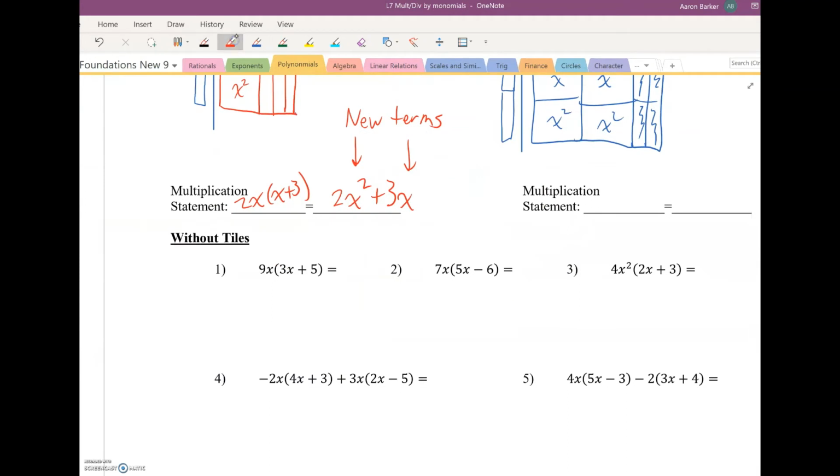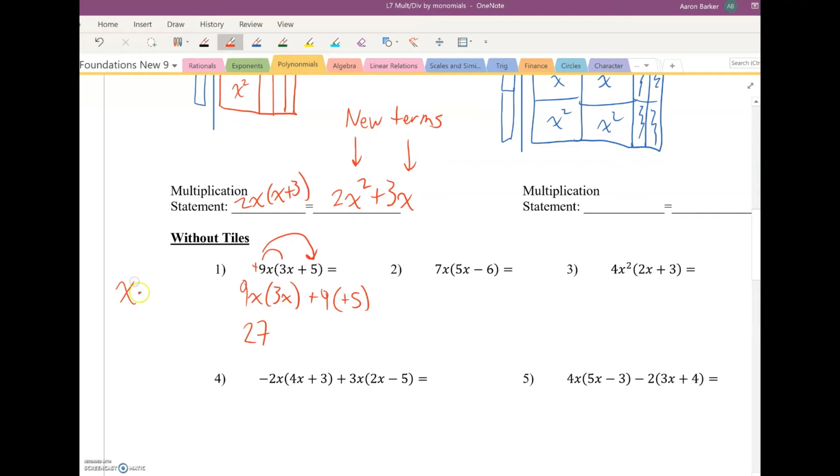Our distribution law says that it's 9x times 3x. So that can be written as 9x times 3x. And then this is a plus 9, and it has to be written times the plus 5. And so what we get is 27.